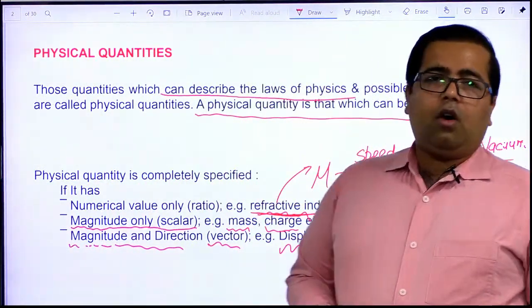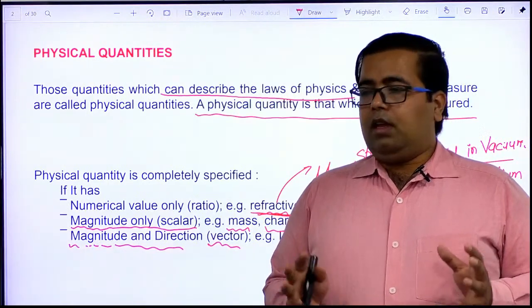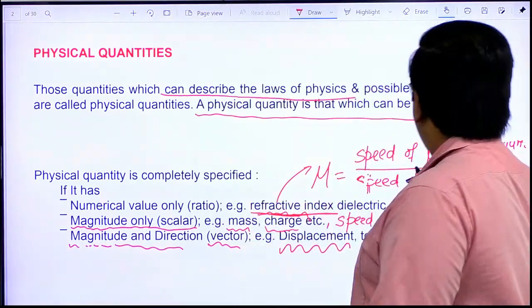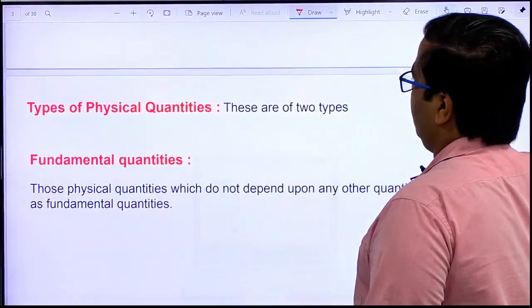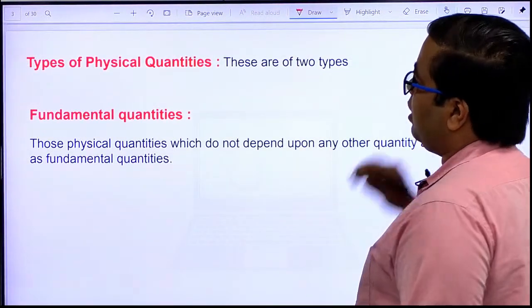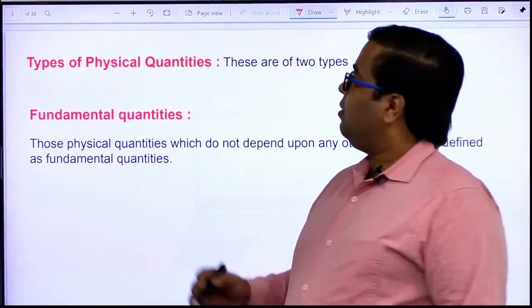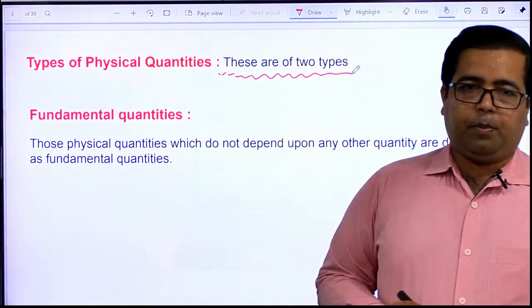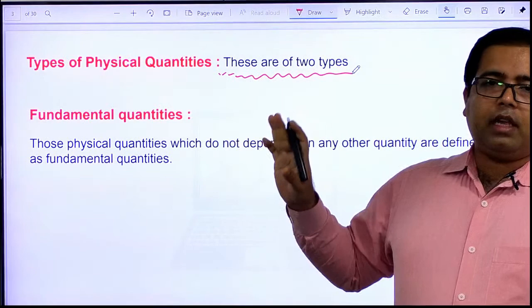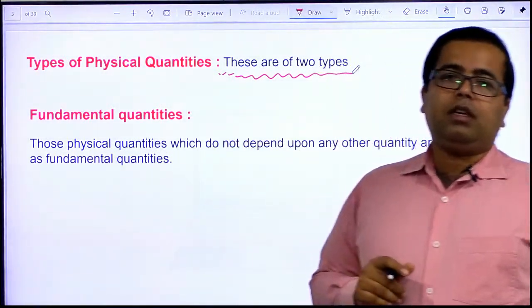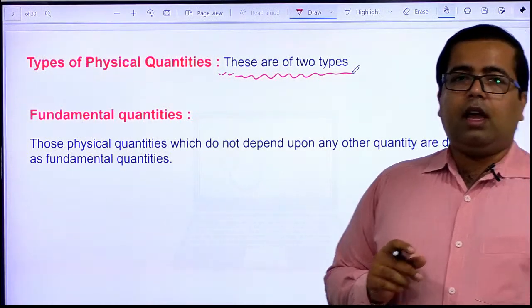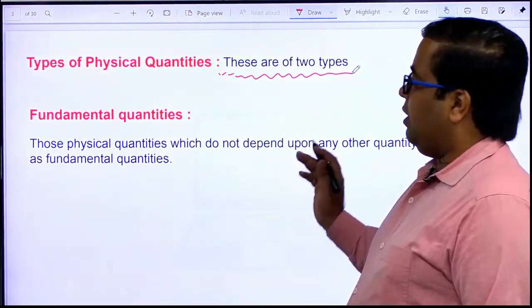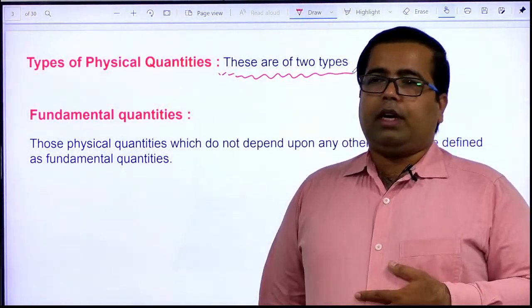Now we are going to see how many types of physical quantities we have. There are two types of physical quantity. The first one is fundamental and the second one is derived. What is the basic difference between the fundamental quantity and the derived quantity? We have to know here.